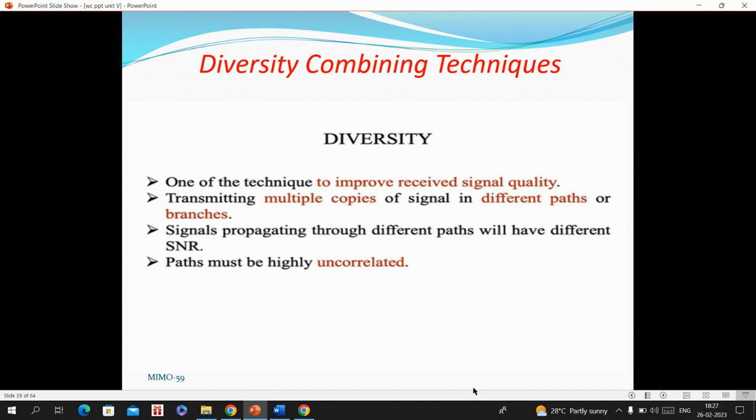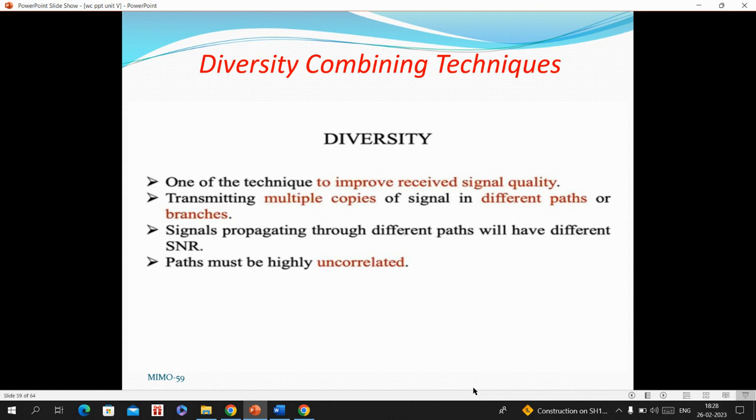Diversity combining techniques are most widely used in MIMO antennas, that is, multiple input and multiple output antennas. In MIMO antennas, at the transmitter side, the single piece of information is transmitted with the help of multiple copies. These multiple copies travel along different paths and finally reach the receiving end. Here, how is the receiver going to combine the n number of received signals so that it gets back to the original information? That concept is called diversity.